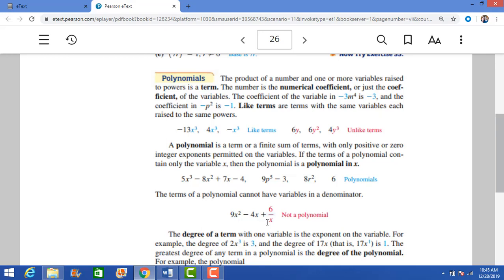Okay, these are not polynomials. This is not a polynomial, okay, because this does not have positive or 0 exponents. This has a negative exponent. So in other words, you can write this as 6x to the negative 1 power. Okay, so this is not a polynomial.